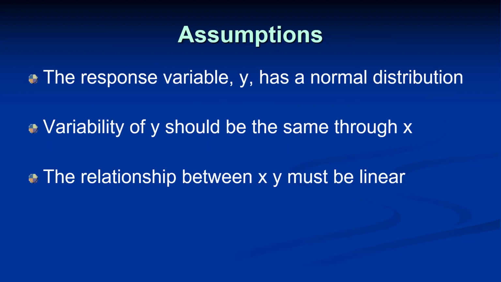There are three assumptions underlying the linear regression method. The response variable y has a normal distribution, which can be examined using stem and leaf plot, histogram, QQ plot. Variability of y should be the same throughout x. The relationship between x and y must be linear, which can be examined by looking at the scatter plot between x and y.